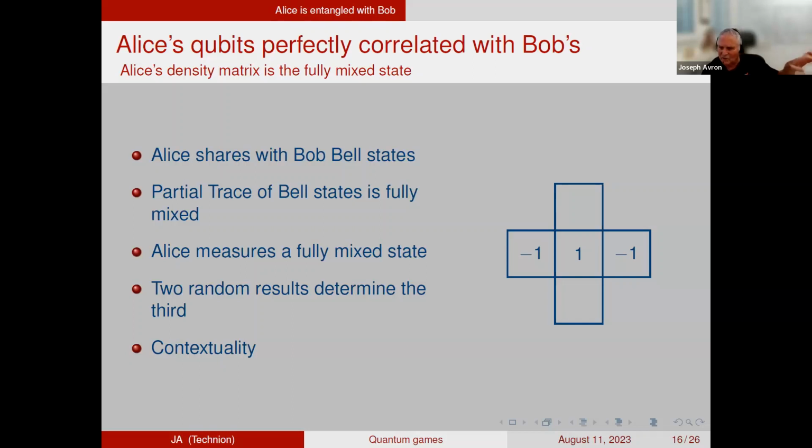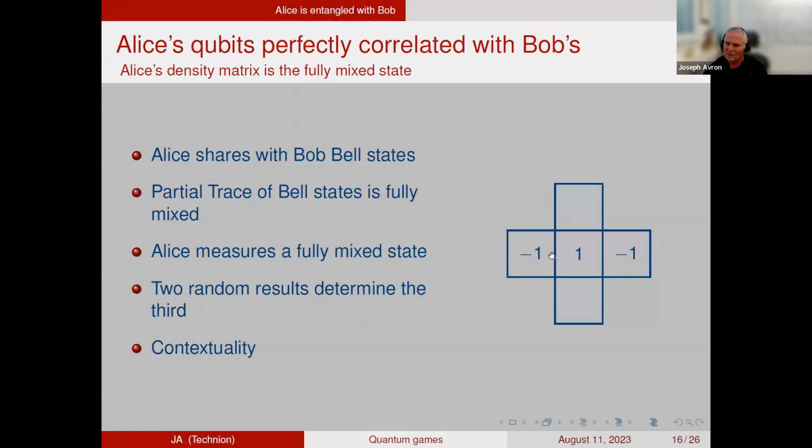So the outcomes of her measurements are determined by partial tracing over Bob's qubits, because to these qubits she has no access. Since Alice and Bob share Bell states, which are fully mixed, if you partial trace over Bob, the state of Alice is the fully mixed state. And therefore, Alice is making measurements on fully mixed states. And because she's making measurements on fully mixed states, the outcomes of the measurement are completely random. They could be +1 or -1.